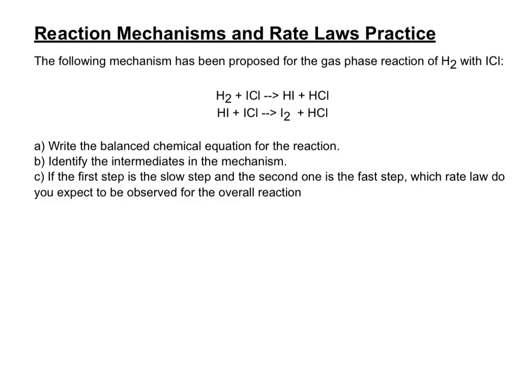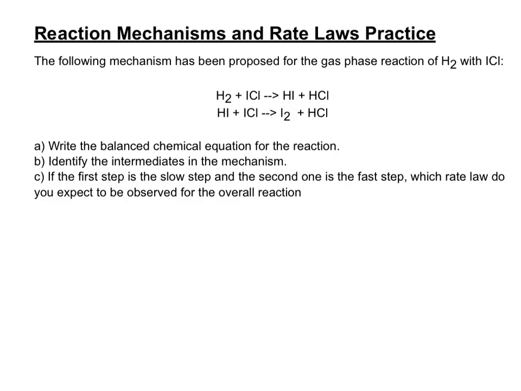Now the following problem is going to help us get some practice with relating rate laws to reaction mechanisms involving more than one step. So the following mechanism has been proposed for the gas phase reaction of H2 with ICl. H2 reacts with ICl and yields HI plus HCl. That is your first step. The next step is this: HI reacts with another molecule of ICl, producing I2 and HCl. So our first question is, write the balanced chemical equation for the reaction.